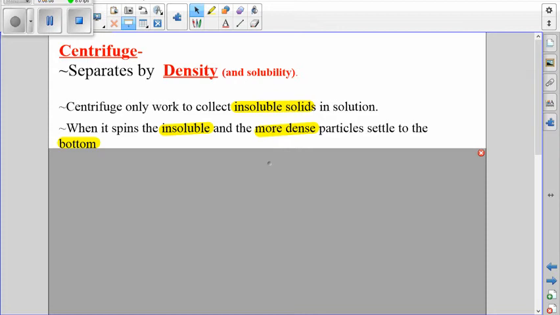Here's what you can do. You can take a centrifuge tube. Here's what they look like. It's a pointy looking test tube looking thing. Pour some of my sample in there.